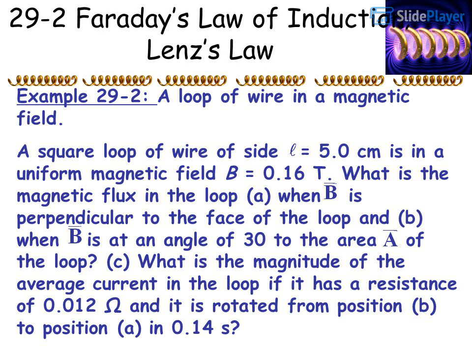Solution: A. The flux is BA equals 4.0 by 10^-4 Webers. B. The flux is BA cos θ equals 3.5 by 10^-4 Webers. C. The EMF is ΔΦB over Δt equals 3.6 by 10^-4 V, then I equals EMF over R equals 3.0 milliamperes.